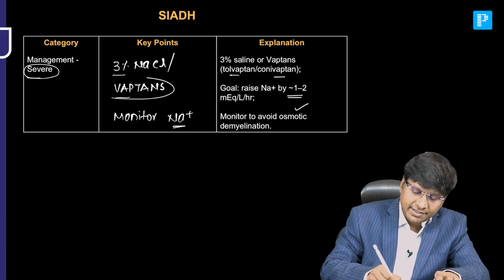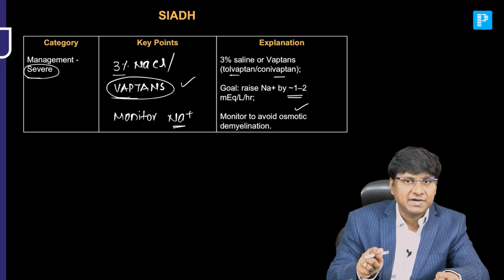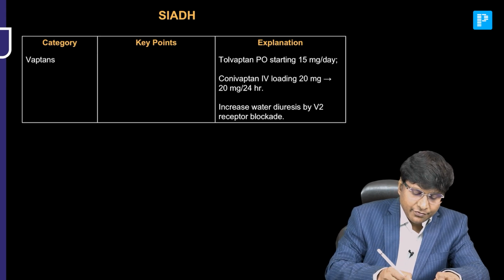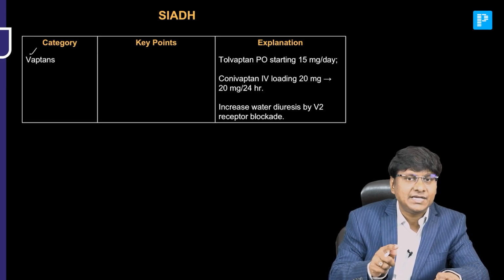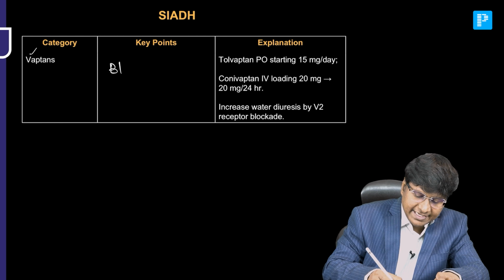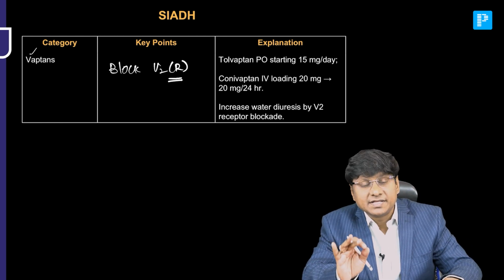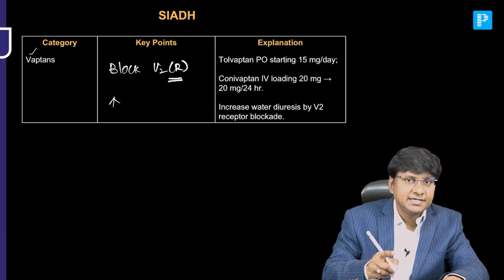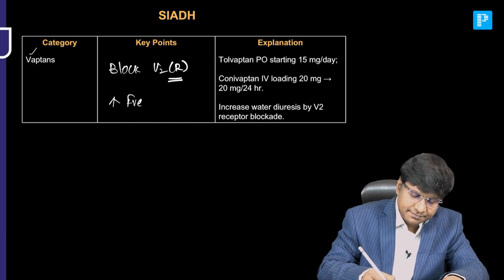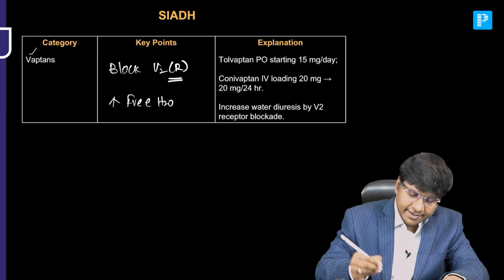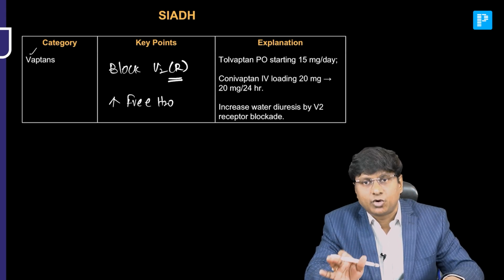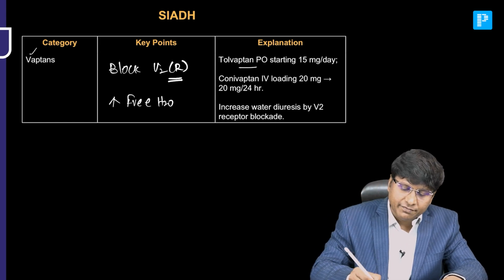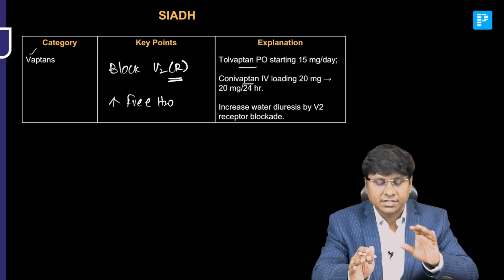Now, if we discuss these vaptans, what do they do? These are vasopressin receptor antagonists. These vaptans block the V2 receptors, thereby increasing the free water clearance. And we have two forms of vaptans. One is tolvaptan and the other one is conivaptan.